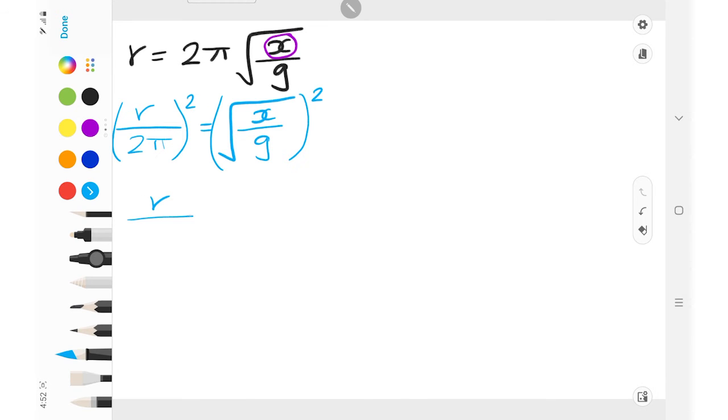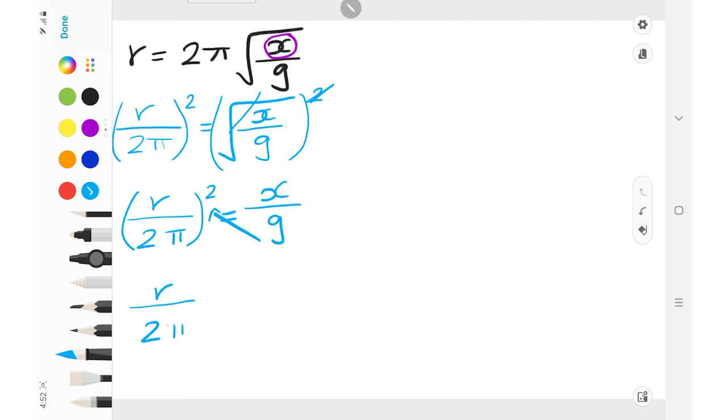So we will get r divided by 2 pi squared equal, the square root will go, the square will remove it, and we will have x divided by g. Now we'll multiply by g, like cross multiplication, but I will leave the x here, only I will multiply g here. So r divided by 2 pi all squared multiplied by g equal x. This is x, the subject of the formula.